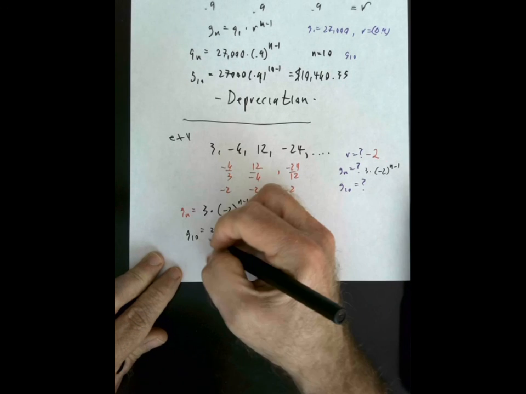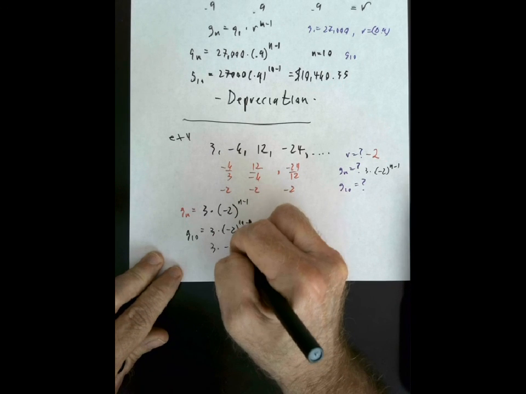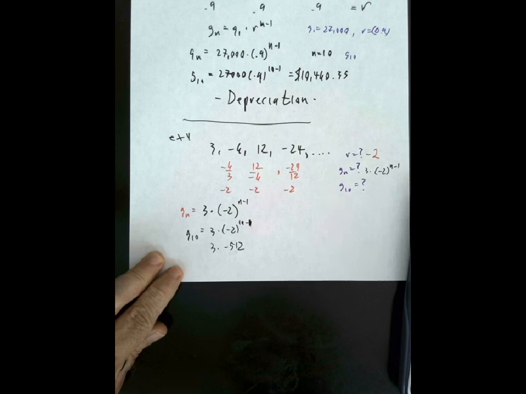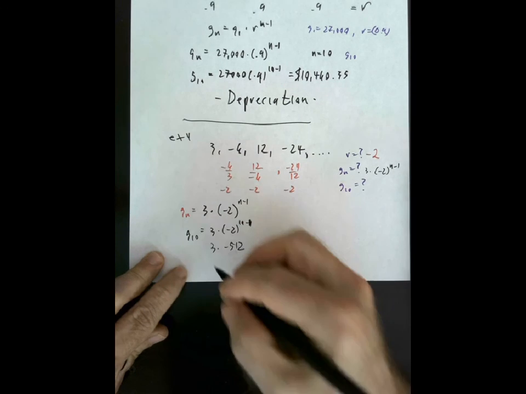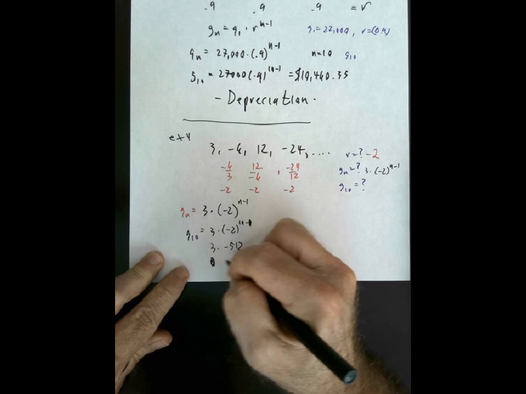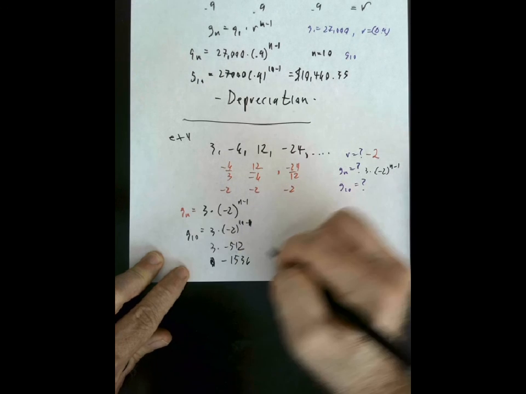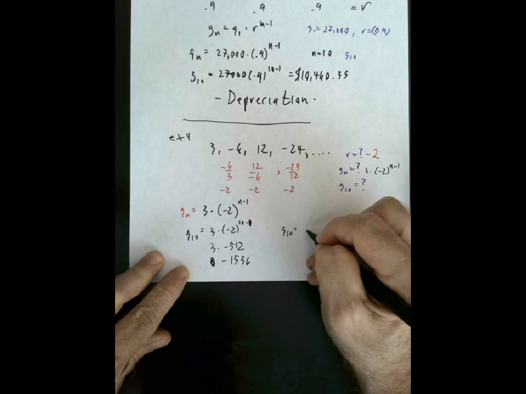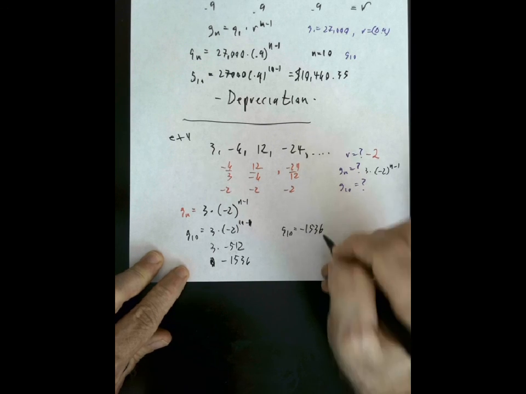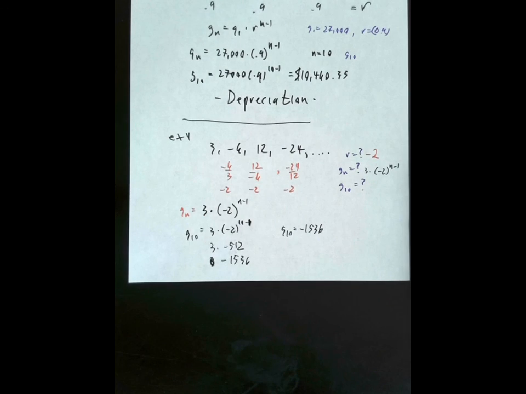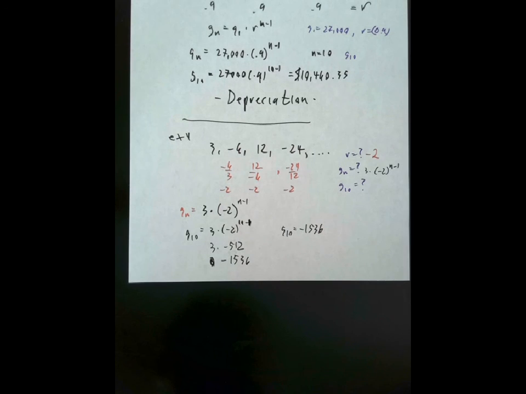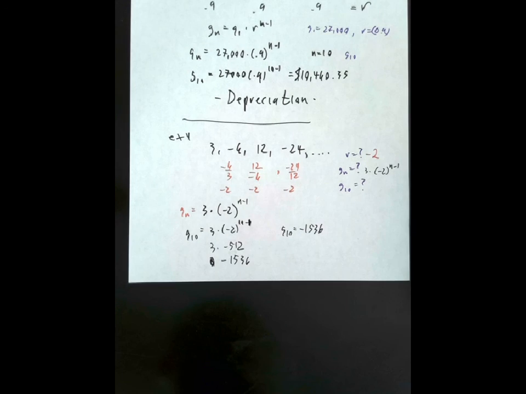So that's 3 times negative 512, which is negative 1536. So G sub 10 is negative 1536. That's the 10th term in the sequence. Alrighty? Very good. Now I'm going to stop this video right here, and we're going to come back with some problems for you to try, as well as some other work with geometric sequences. Thank you.